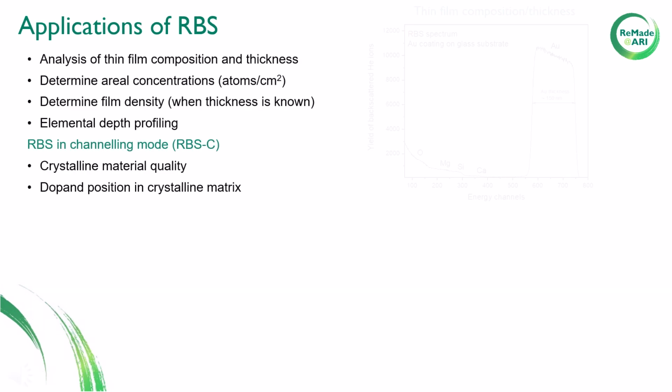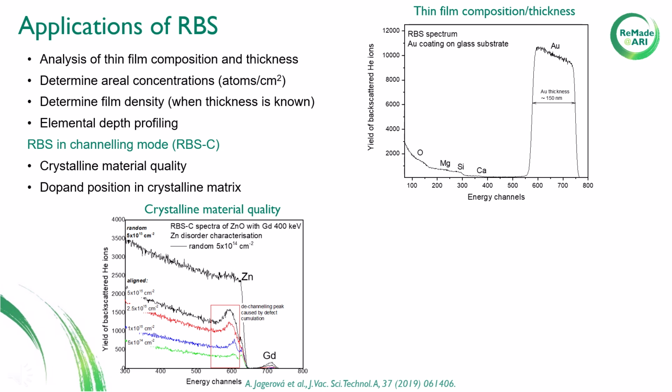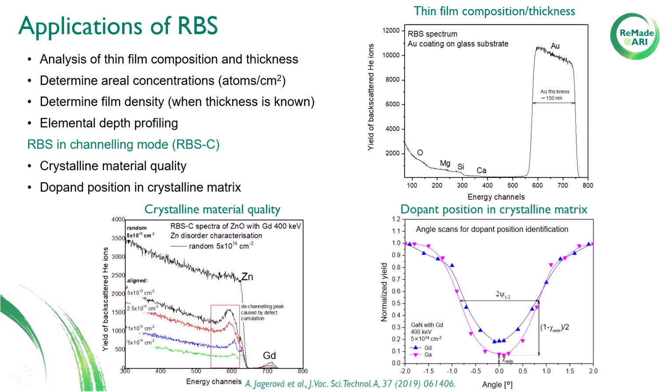RBS can be used for compositional thin film analysis, determination of the areal concentrations, elemental depth profiling and determination of the film density of the amorphous material. In a special arrangement, it can also be used in the characterization of crystalline materials. Such a method is called Rutherford backscattering spectrometry in channeling mode.